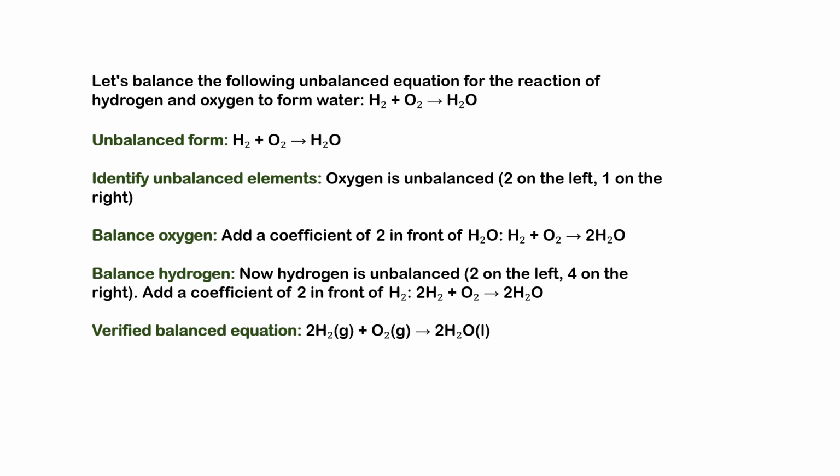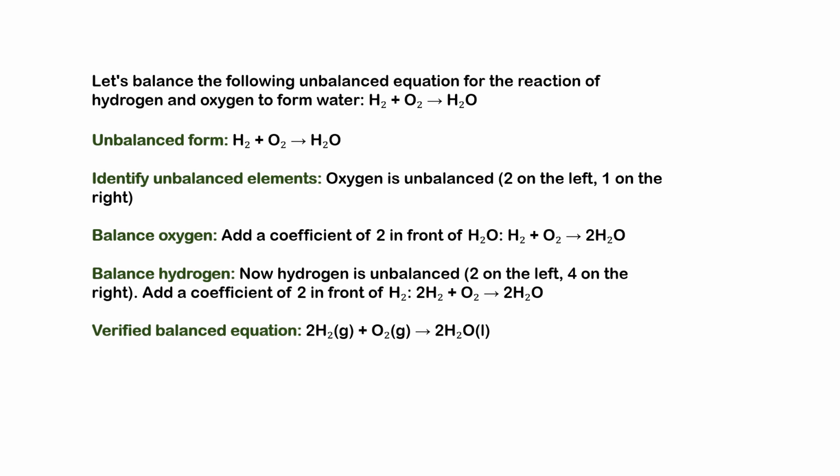And now we're going to follow the steps. Write and balance the chemical reaction. Start with the given mass, moles, or volume, convert to moles, and then convert to moles of another compound or atom. And now we have to convert to the final unit. So we've written the unbalanced form. Now we identify the unbalanced elements. Oxygen is unbalanced because there are 2 on the left, but there's only 1 on the right.